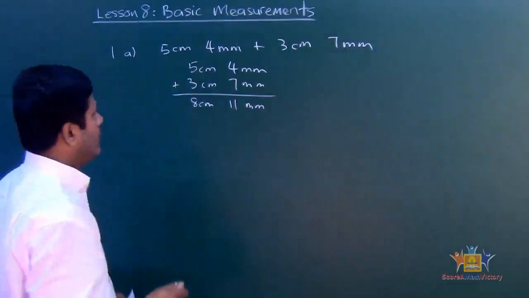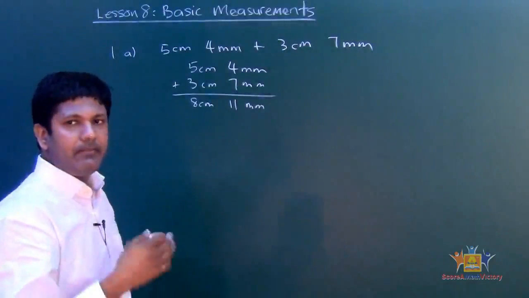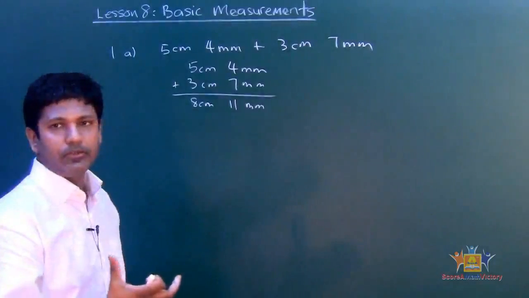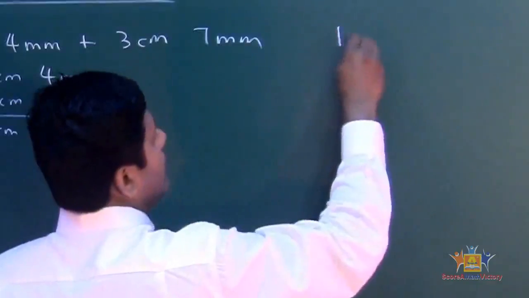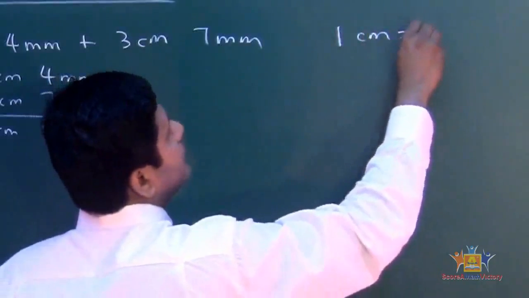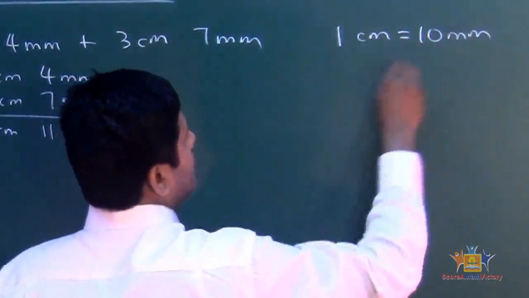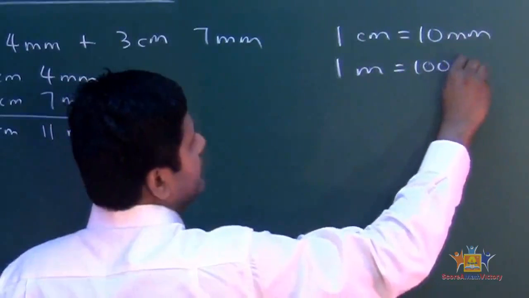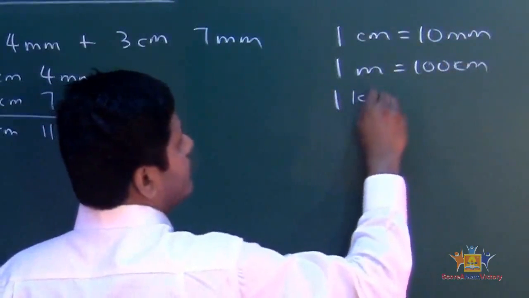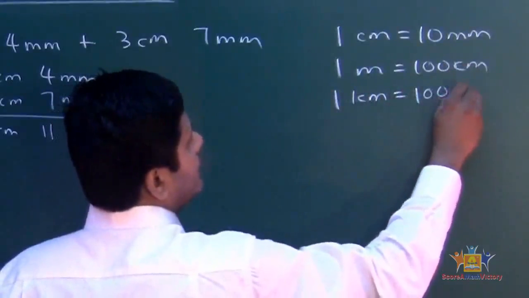But look at this, 8 centimeters, 11 millimeters. Something should tell you. What is that? Okay, let's put down those conversions. We know that 1 centimeter equals 10 millimeters, 1 meter equals 100 centimeters, and 1 kilometer equals 1000 meters.